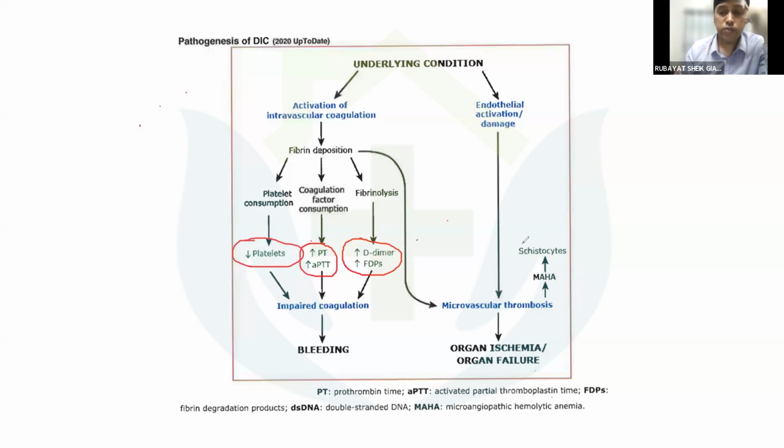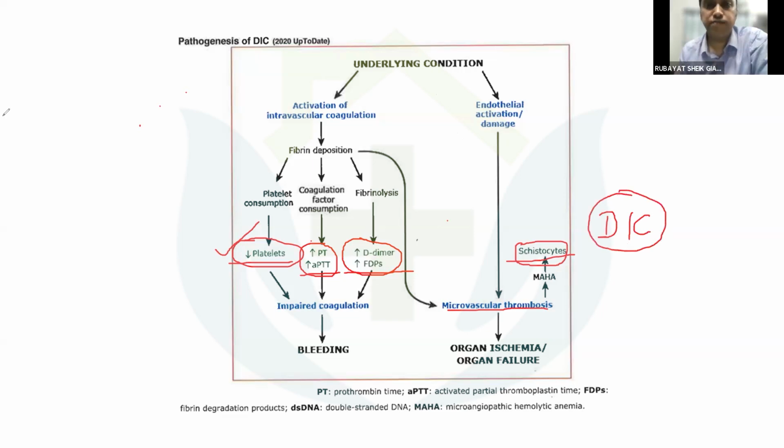And as usual, you will also have a microangiopathic hemolytic anemia, the same way I described earlier, because of the microvascular thrombosis breaking the RBCs. So this case of an infection, starting with an infection, later progressing to bleeding and thrombosis, where investigations reveal a thrombocytopenia, raised PT and APTT, raised D-dimer and FDPs, and presence of schistocytes, will lead to your diagnosis of DIC. This is how your cases will be given.